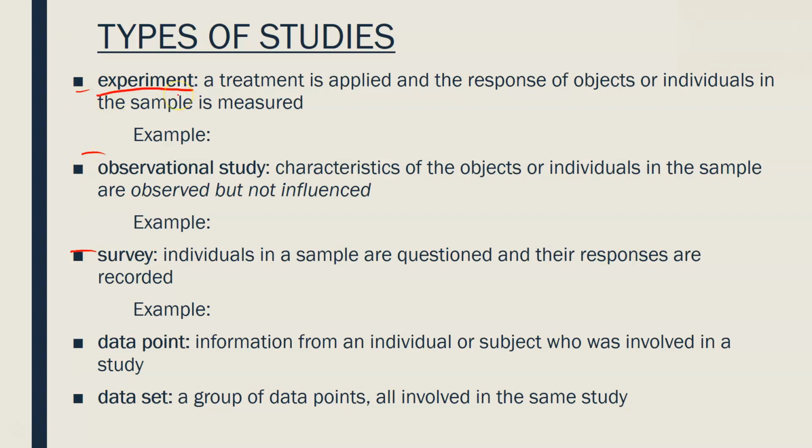First is an experiment. An experiment is where a treatment is applied and the response of objects or individuals in the sample is measured. So with an experiment, you have, say, two groups of people, and you apply a treatment to one of them. An example is I have two different classes, and I'm trying to determine things that influence how well you do in school. Maybe one class I give a harder homework assignment, and the other class I don't.